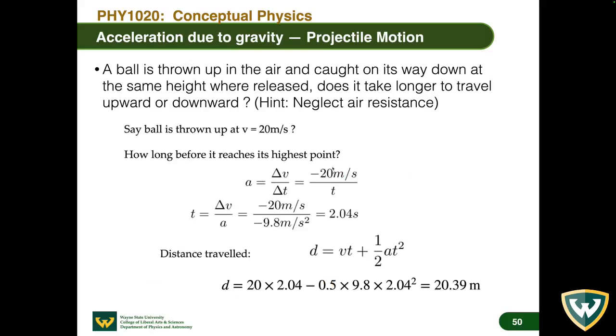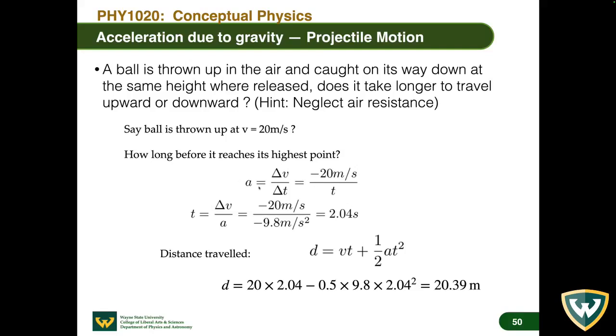So let's do this quantitatively. Say the ball is thrown up at 20 meters per second. We can ask ourselves how long before it reaches its highest point. So the acceleration is delta v over delta t. Delta v is going to be 0 minus 20, 20 being the original velocity, 0 being the final velocity. 0 minus 20 is minus 20. And it will accomplish this in some time t that we don't know yet. That's what we're trying to figure out.